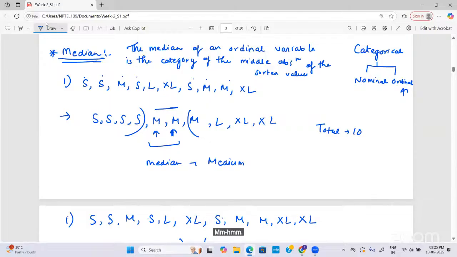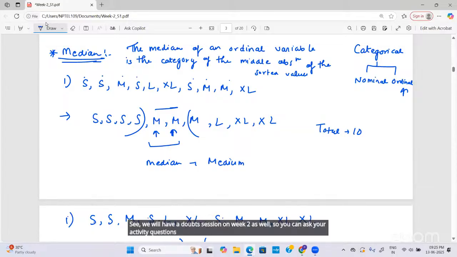Ma'am, activity 1, question number 10. I don't understand this question. Activity week 1 is already done, right? Yes, ma'am. If you want to ask, you can join the week 2 doubt session. We will have a doubt session in week 2 as well, so you can ask your activity question doubts there.